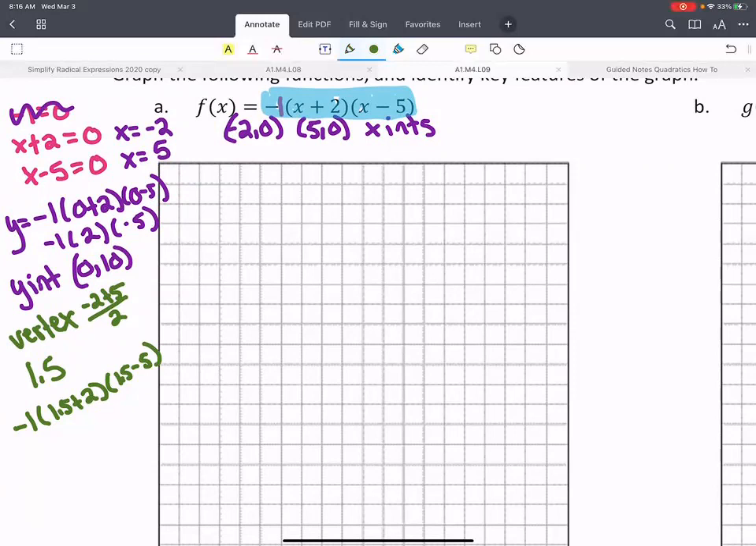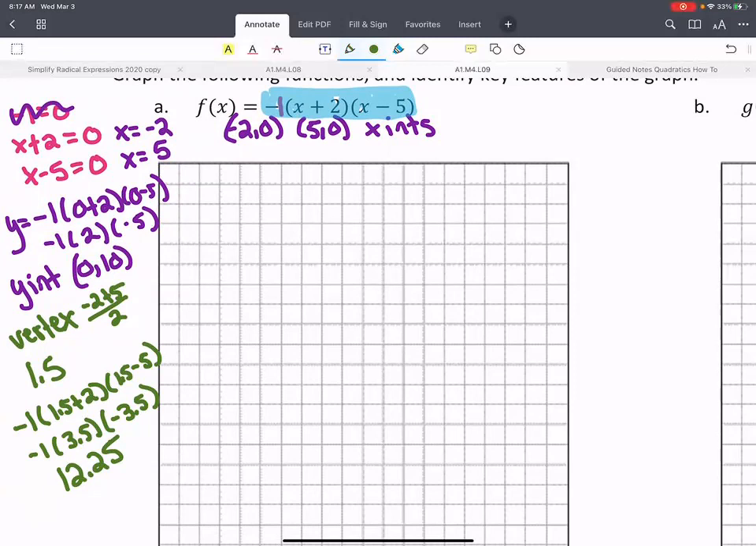All right, here we go. 1.5 plus 2 is 3.5, right? So -1 times 3.5 times 1.5 minus 5 is -3.5. -1 times 3.5 is -3.5. -3.5 times -3.5 is 12.25. What about in like fractions?